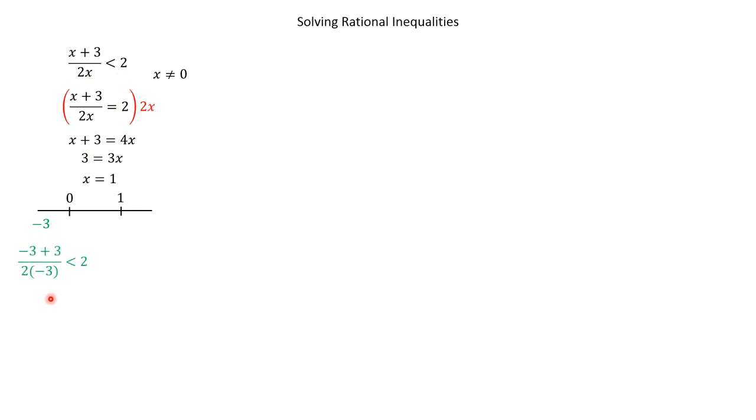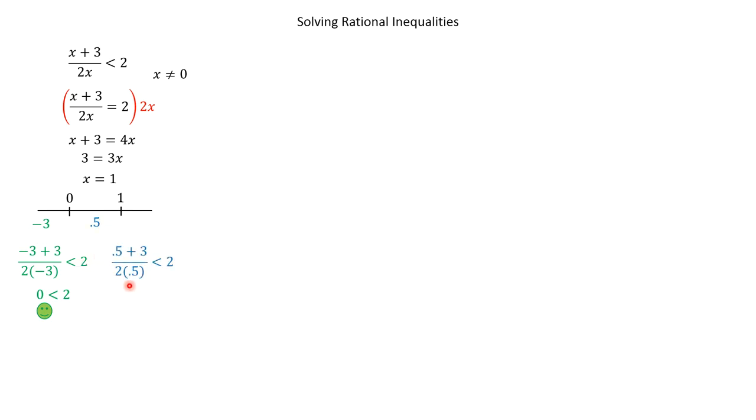Now, I picked -3 because -3 plus 3 equals 0, and 0 over -6 equals 0, and we can see that 0 is less than 2. As long as we pick anything less than 0, it will make this statement true. And so that one works. Out of all the shapes and stuff that I have in this, a check mark is not one of them, so we get smiley faces. How fun is that? All right, now let's pick a number in between 0 and 1, 0.5.